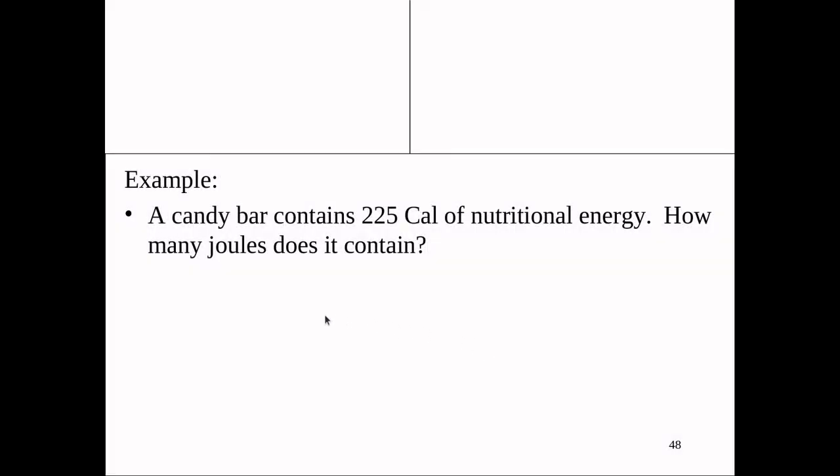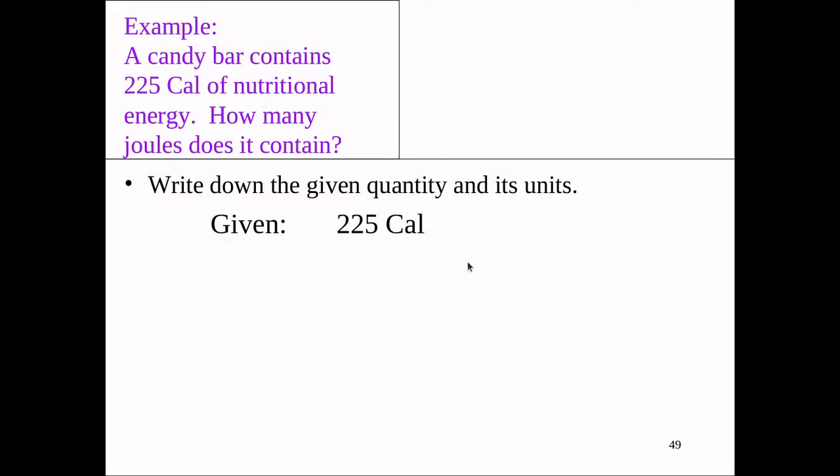Let's try an example problem. A candy bar contains 225 big C calories of nutritional energy. How many joules does it contain? So when we're doing our problems, the first thing we want to identify is what is the information that we have, okay? And in this problem, we were given one quantity to work with, okay? And it was specifically 225 big C calories.